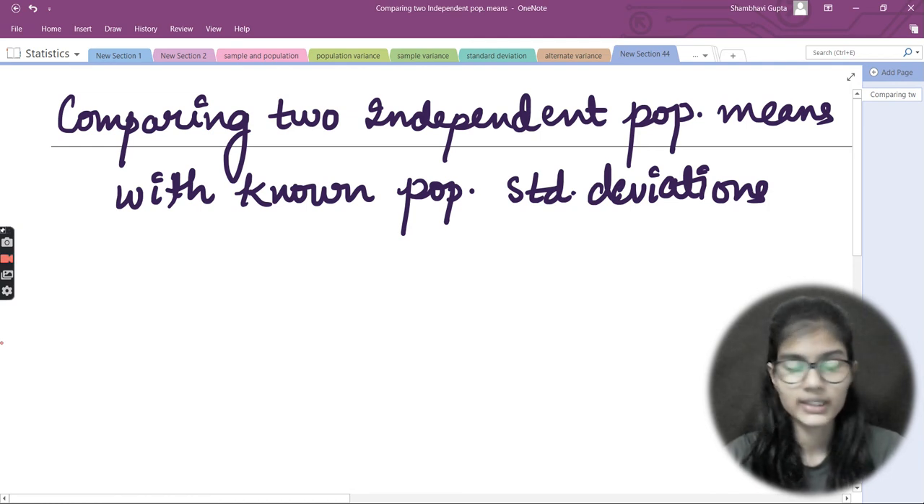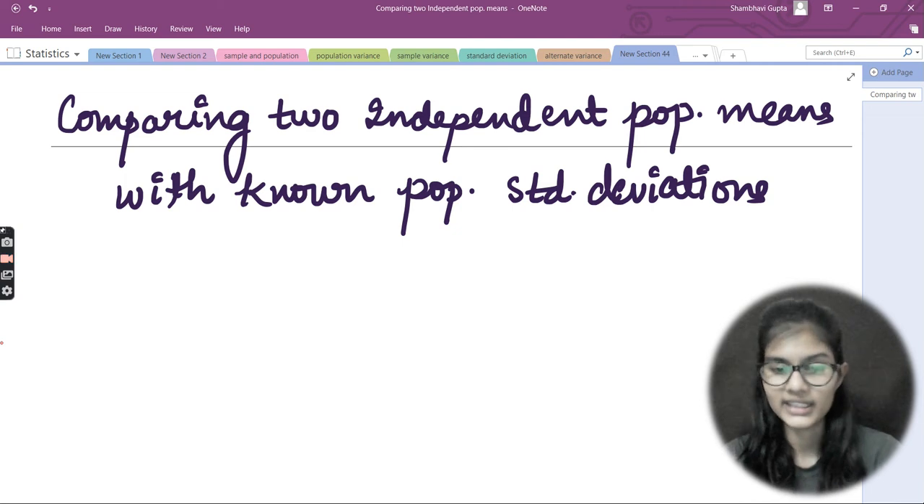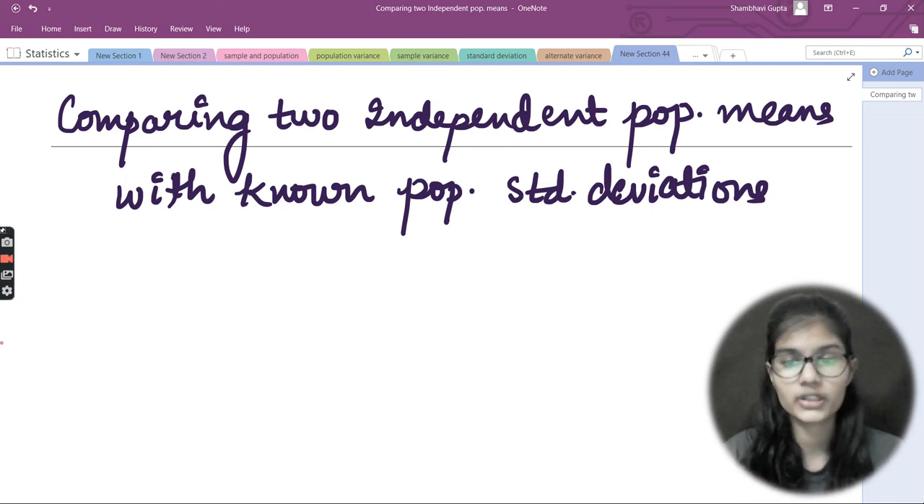Now just let me let you know something. The sampling distribution for the difference between the means is normal, and both the populations must be normal. It is a condition that applies: the sampling distribution for the difference between the means is normal, and both the populations which are there must be normal.